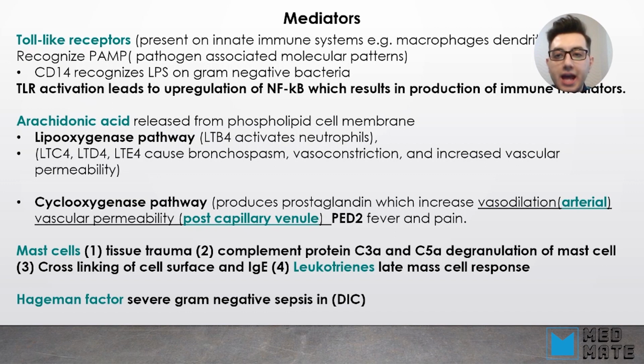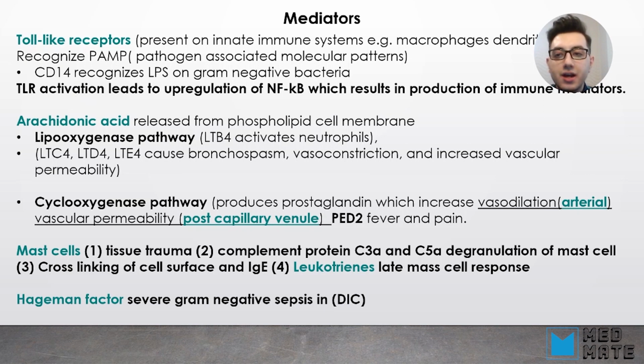Now, arachidonic acid also, which is released from phospholipid cell membranes, has two pathways, and the first pathway is the lipoxygenase pathway, and that occurs via the LTB4, which activates neutrophils, and also LTC4, LTD4, LTE4, and all of them cause bronchospasm, vasoconstriction, and increased vascular permeability.